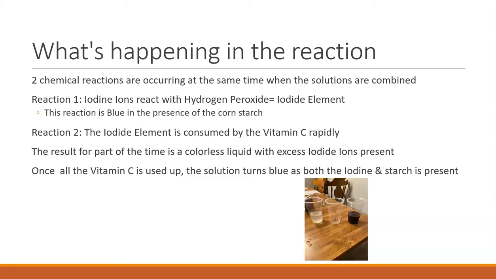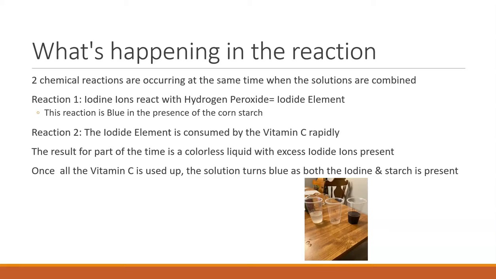So what's essentially happening is the iodine ions react with the hydrogen peroxide, making it an iodide element. This reaction appears blue in the presence of the Alka-Seltzer tablet or cornstarch. Reaction 2, the iodine element is consumed by the vitamin C. The result for this is part of the time there is a colorless liquid when the excess iodines are present.